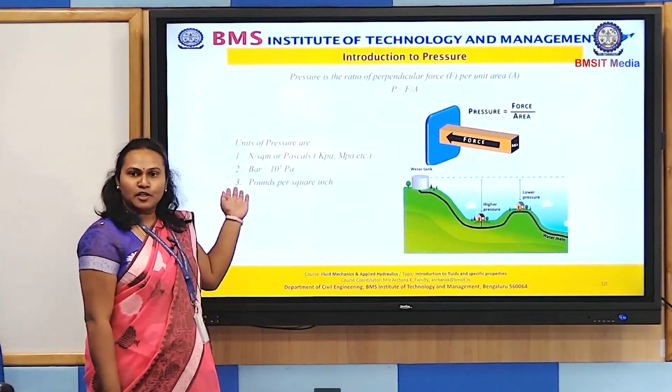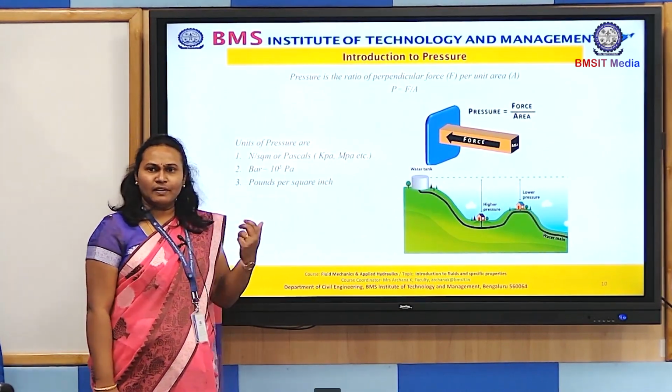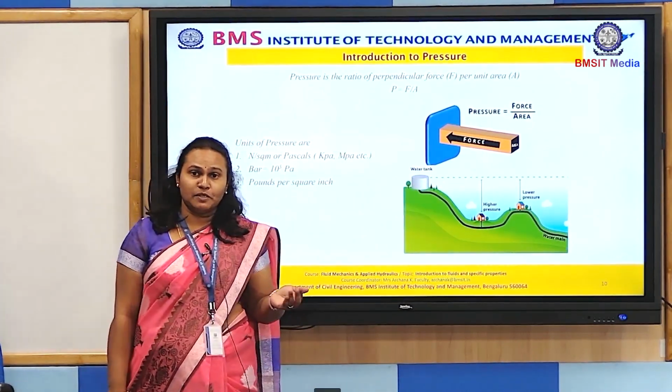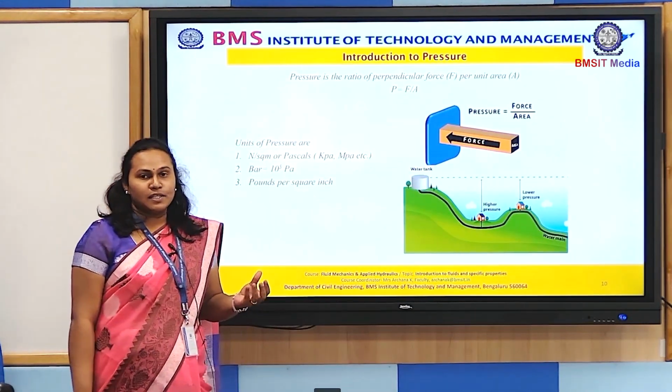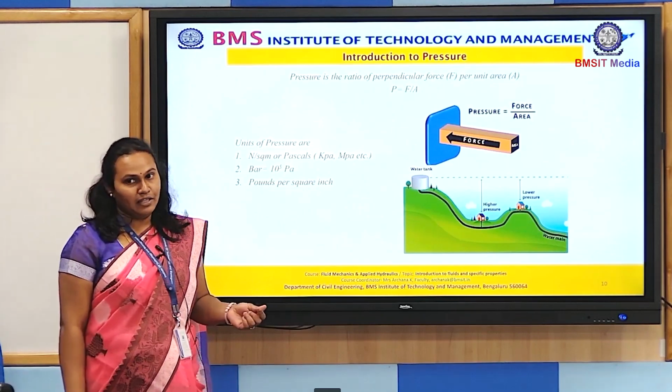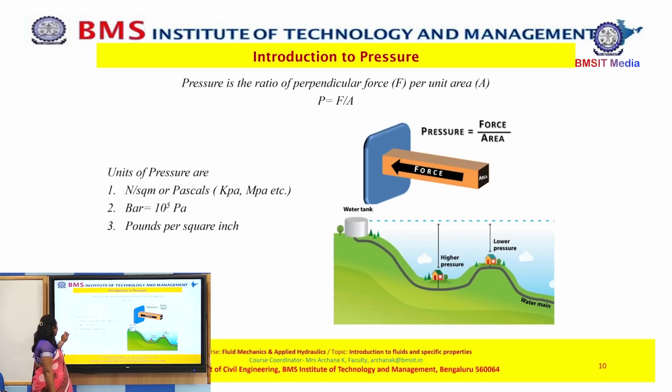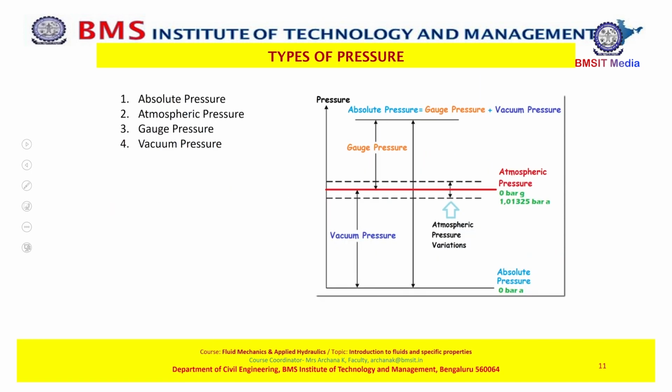And we have pressure in terms of bar, which is 10 power 5 times the pascals, and we also have a CGS system of expressing pressure in pounds per square inch. Now let's understand how this pressure varies and what the different types of pressure are.